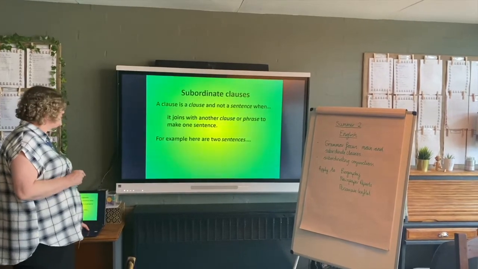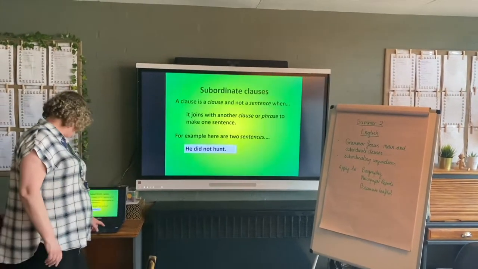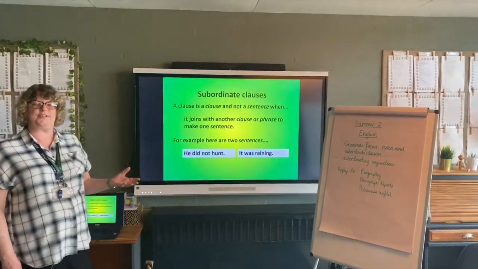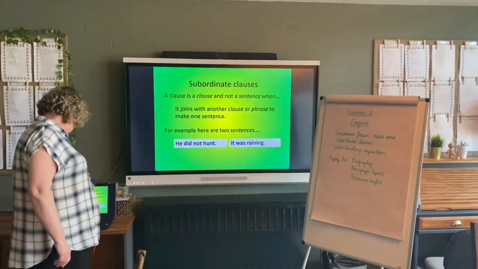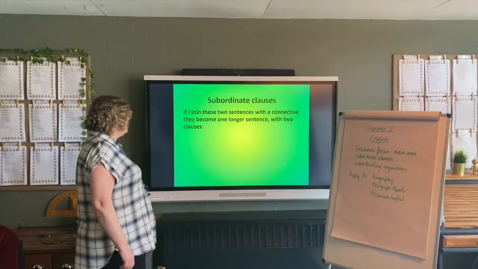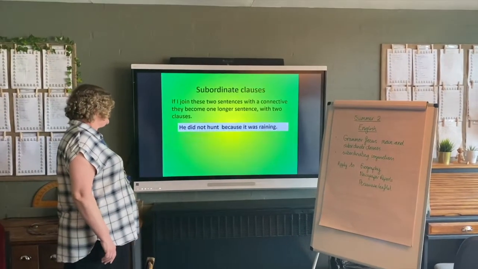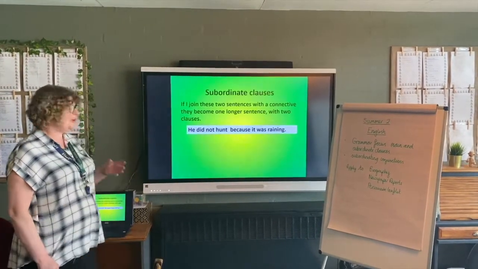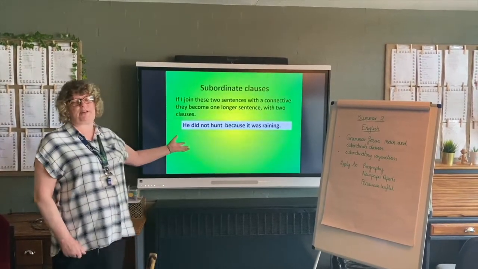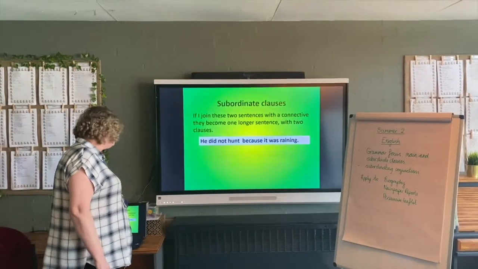So in most sentences, if you've joined two sentences together, that becomes clauses. For example, here are two sentences. He did not hunt, it was raining. Two very, very short sentences there. What happens though, if we join them with a conjunction, they become one long sentence with two clauses. He did not hunt because it was raining. How's that made up? This is what we're going to be looking at with the children. What is it that makes that sentence?